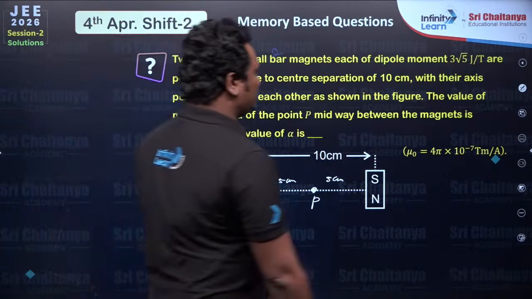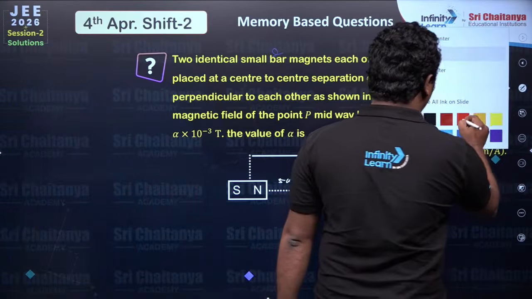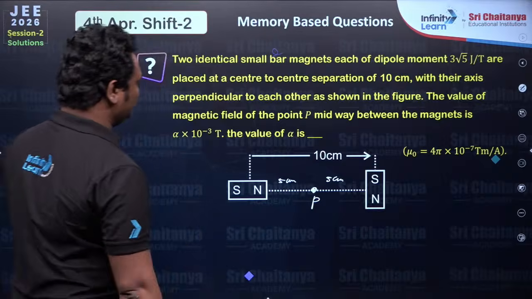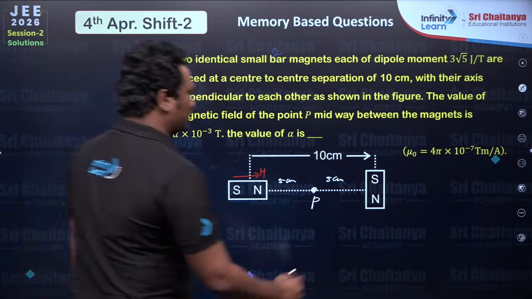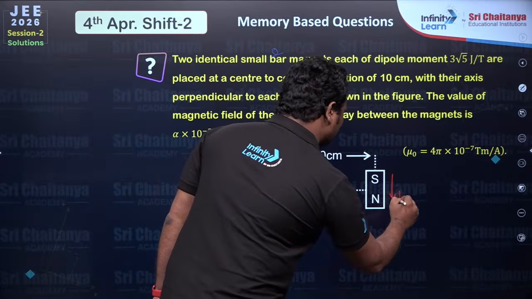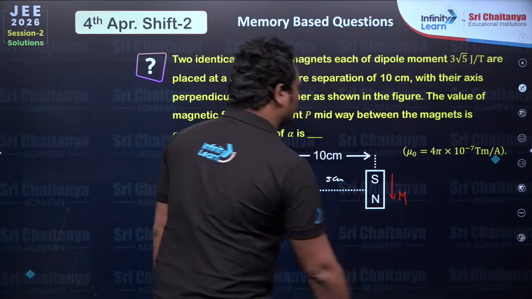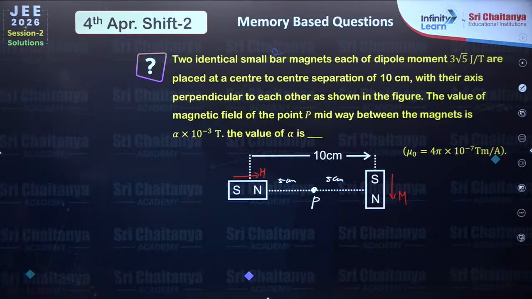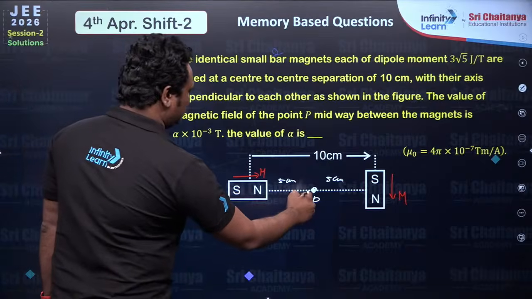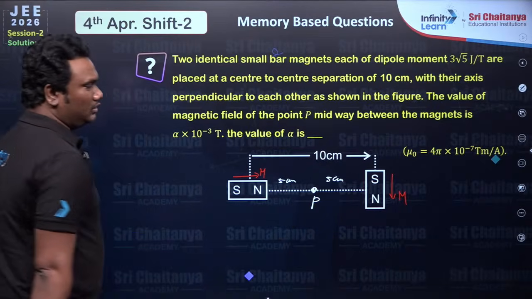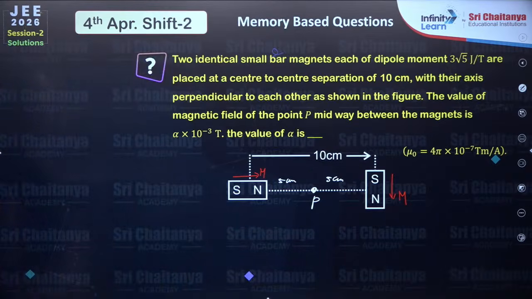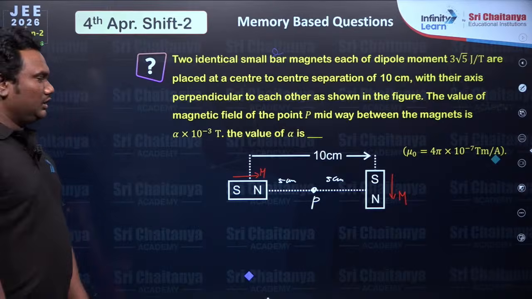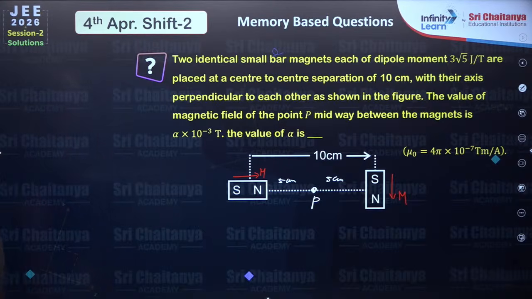So what is the direction of the dipole? Dipole is always from south to north. Here also south to north. So this point is on the axis of the first dipole and on the perpendicular axis of the second dipole. This is a very regular question.